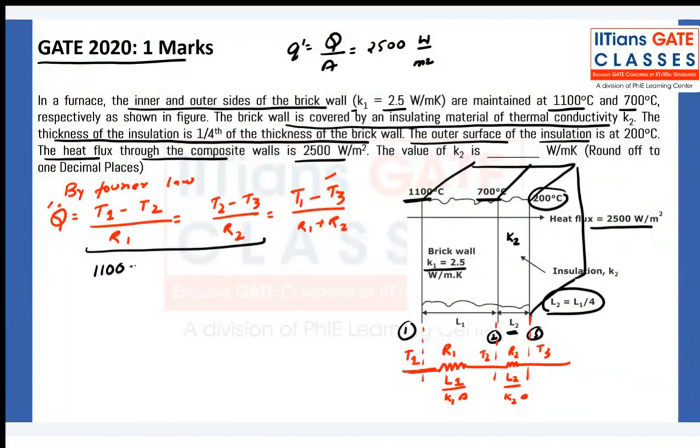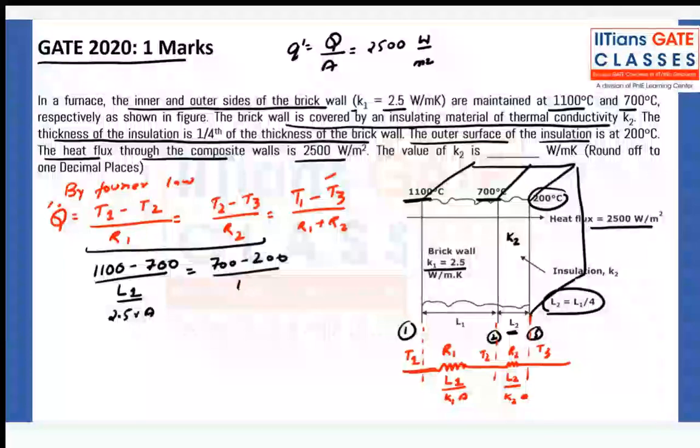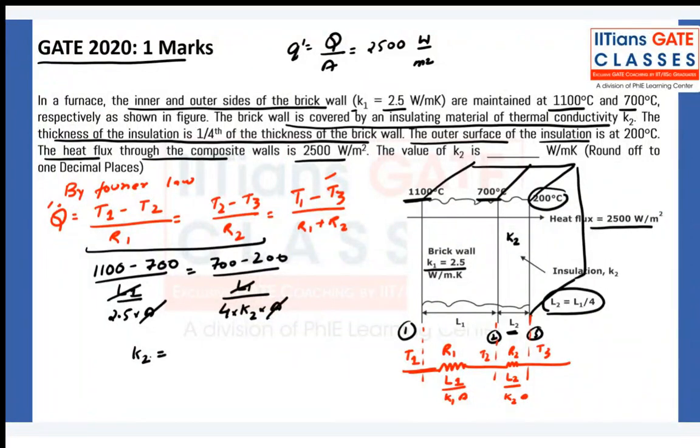Upon R1 is L1 upon K1, K1 is 2.5, and area. T2 is 700 minus 200 upon L2. L2 is L1 by 4, K2, area. L1 and L1 will get cancelled. Area and area will get cancelled, and you can find K2 from here. Tell me very quickly, how much is K2?